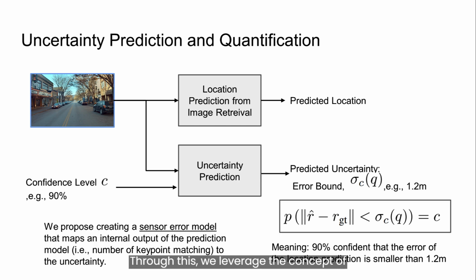To do this, we leverage the concept of sensor models in estimation frameworks. For traditional sensors, manufacturers typically provide error model specifications that indicate the accuracy of the sensor under different conditions. For instance, the accuracy of a LiDAR as a function of range. We propose creating a sensor error model that maps an internal output of the prediction model, in our case the number of key point matches, to the uncertainty.